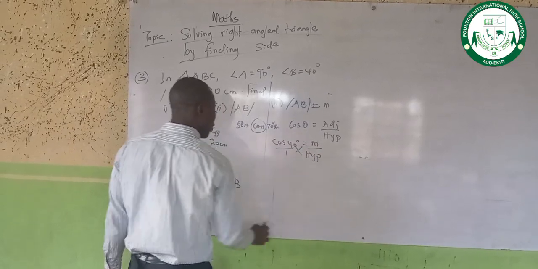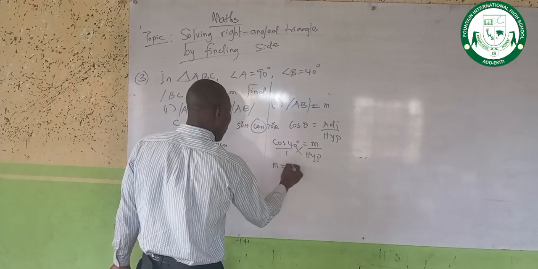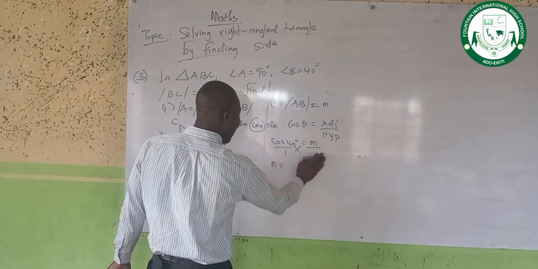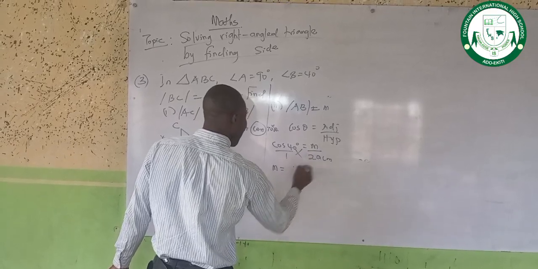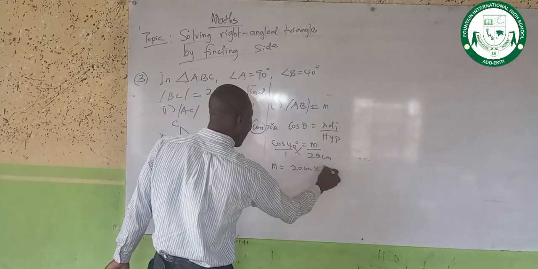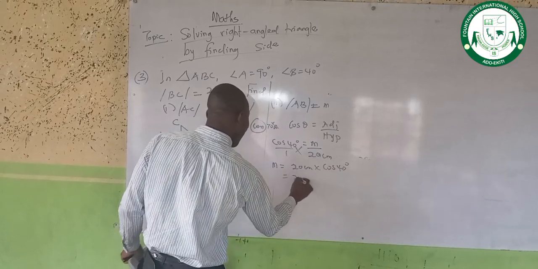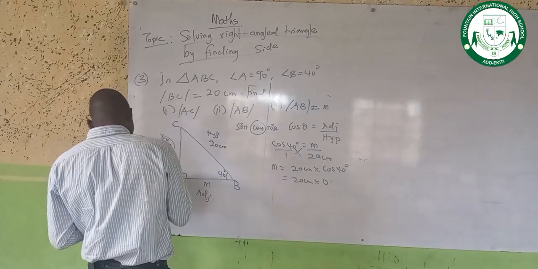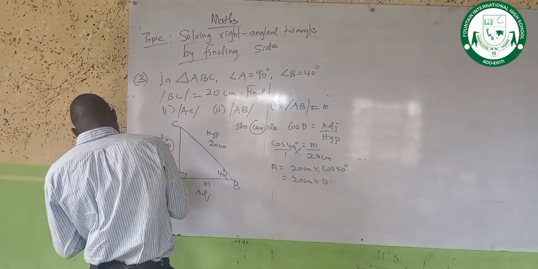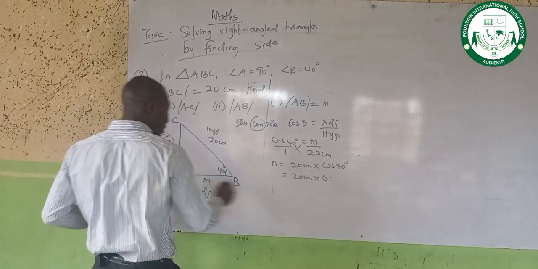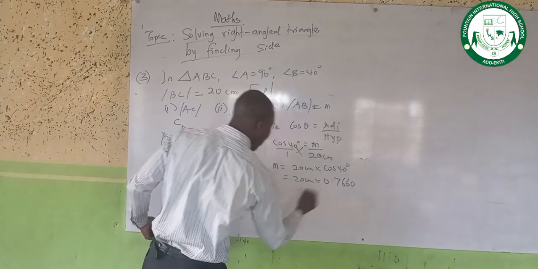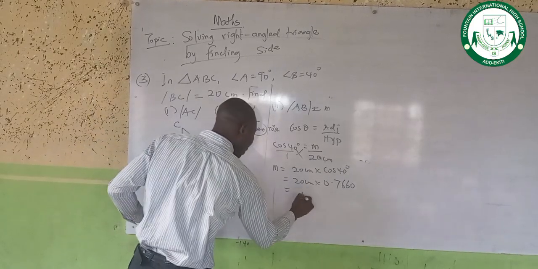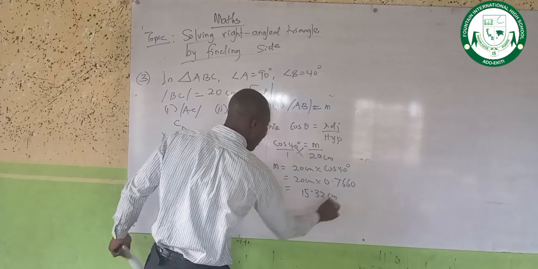We also use cross multiplication, which is written as M equal to our hypotenuse here, which is 20 centimeter. Let's have it directly as 20 centimeter. We're now having 20 centimeter multiplied by cos 40 degrees. Let's look for cos 40 from our four-figure table. Cos 40 from our four-figure table will give us 0.7660. So when we now multiply the two figures together, it's going to give us 15.32 centimeter.